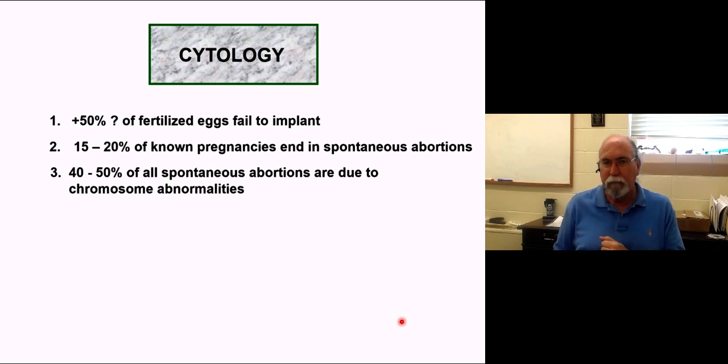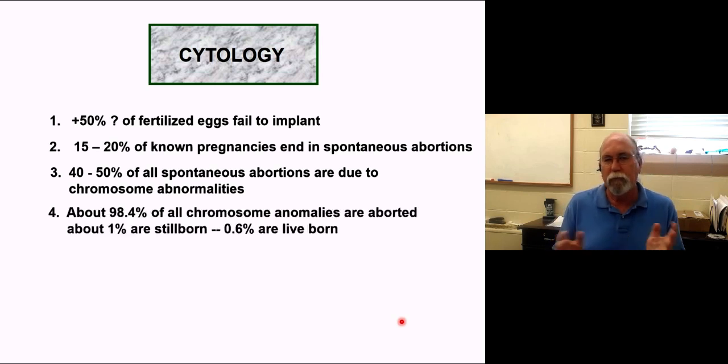In fact, if you look at some statistics, somewhere around 98% of chromosomal anomalies are actually aborted. Okay, how do we know this? Because we look at abortuses and we can see stillborns and things. So they're aborted, okay, spontaneously aborted, which means that we lose them within about the first 20 weeks of pregnancy.